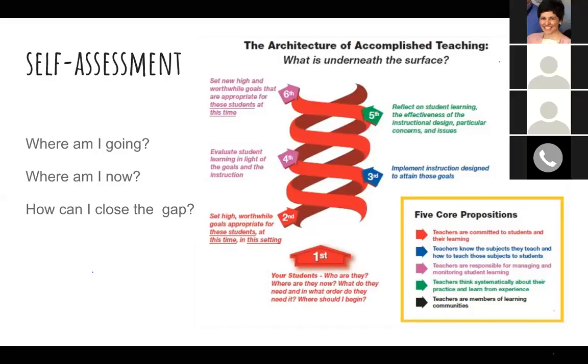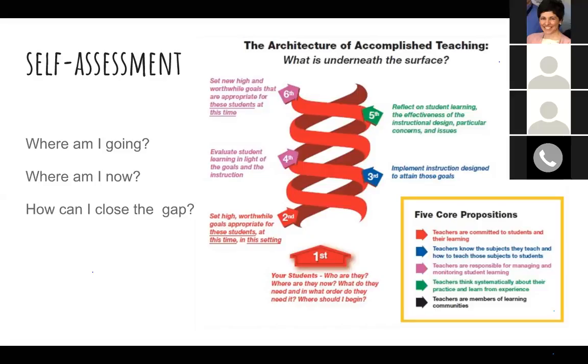So first of all, let's take a look at the architecture, and then we can talk about how it jibes with this component, and it goes along with the formative, summative, and self-assessment parts of this component. So in the architecture of accomplished teaching, you can see this double helix.